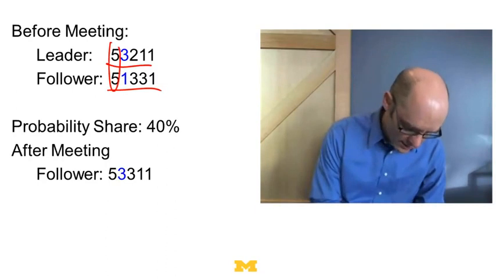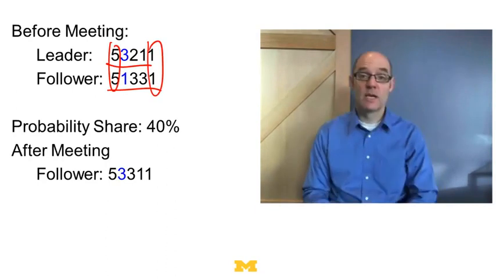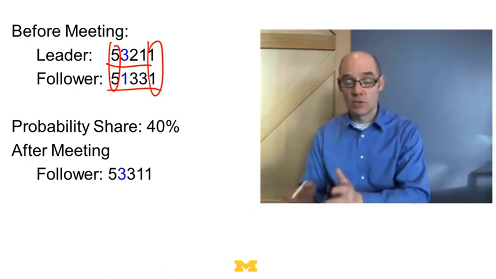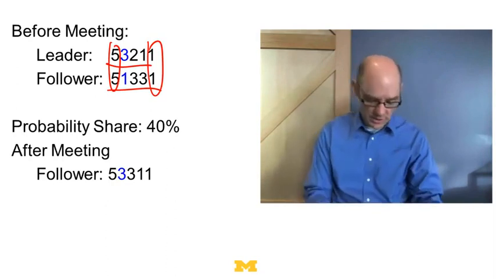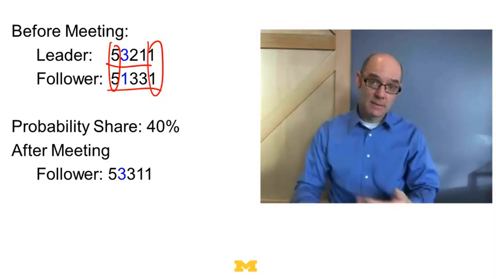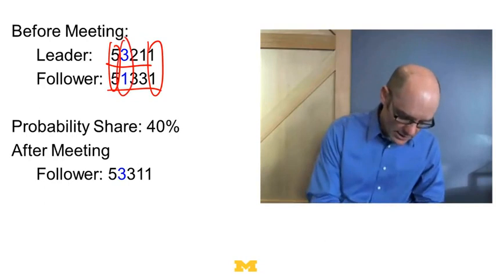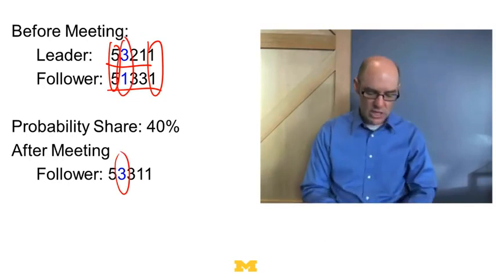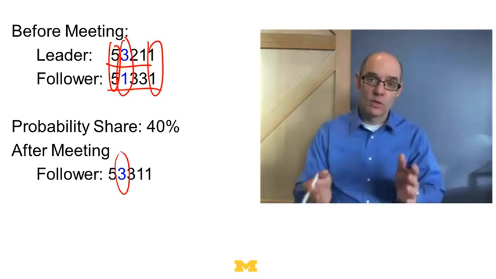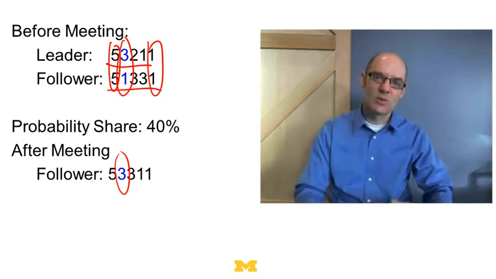Why? Because they agree on this trait, and they agree on this trait, so they agree on 5 traits. I'm sorry, 2 traits, 2 out of 5. That's 40%. If they decide to meet, and they also then decide to look at this second game, player 2, the follower, is going to change their 1 to a 3 to match the other person.